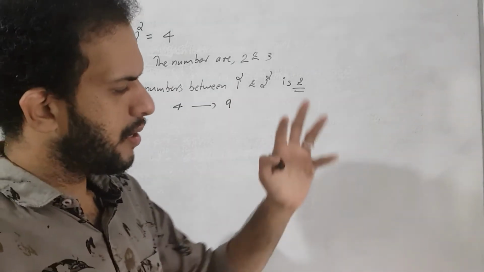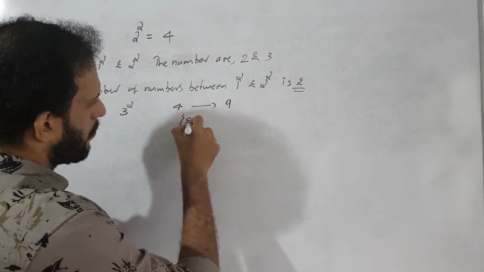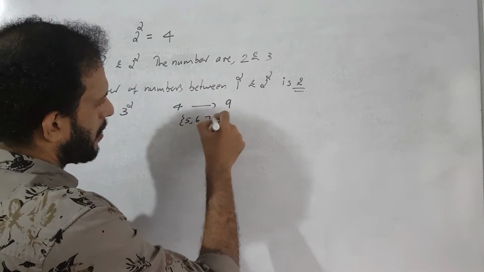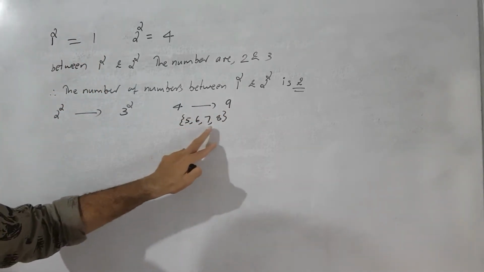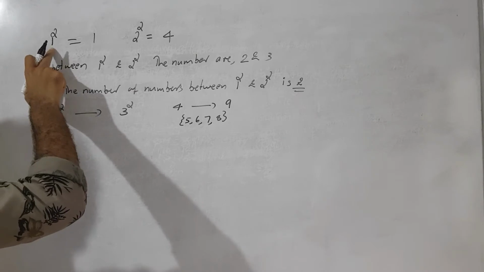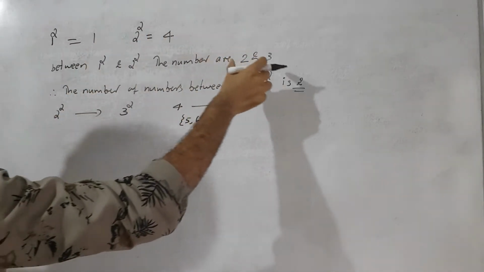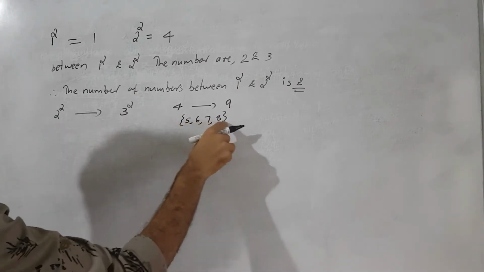It is very clear. 5. Then what are they? Yes, 5, 6, 7, 8. Correct? Then how many numbers? Yes, 4 numbers. Correct? Then between 1 square and 2 square, 2 numbers. Between 2 square and 3 square, 4 numbers.